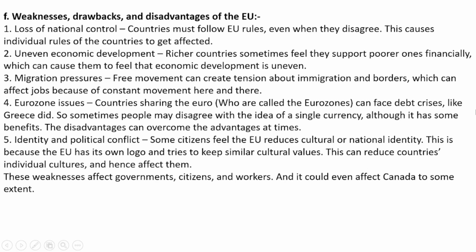Now there are weaknesses, drawbacks, and disadvantages of the European Union. First is loss of national control. Countries cannot individually control themselves properly because at times their individual rules may be against some rules of the EU, which can cause some problems for them, and they don't really have their own individual rights as much as they would without the EU.